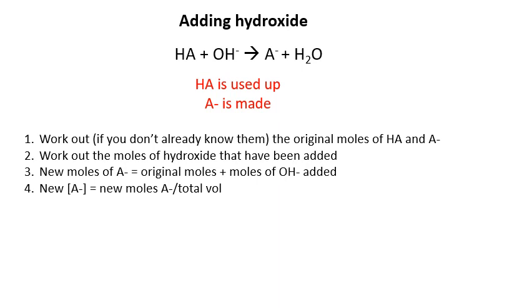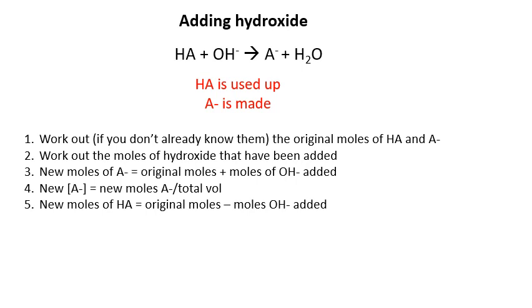You need to do the same for HA. So to get the new HA, you need to do the original moles of HA that you worked out in step 1 and minus the moles of OH- that you added in step 2, because as we said, that hydroxide is using up HA.